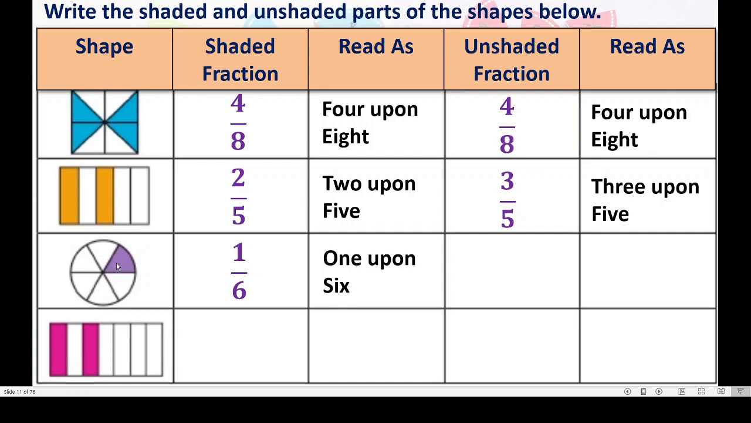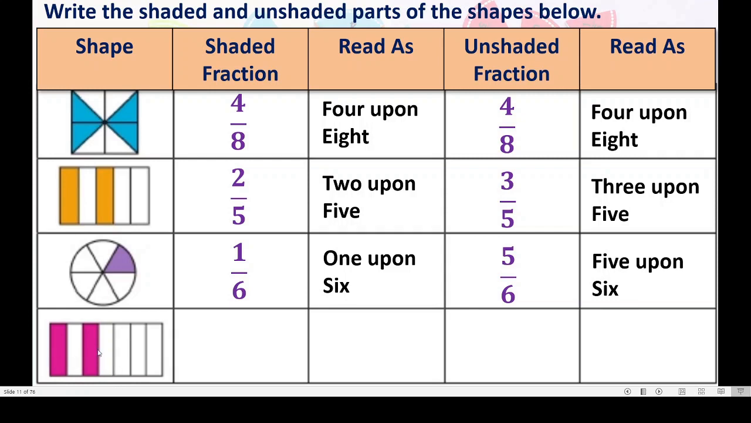And about the unshaded fraction, out of 6 only 1 is shaded, which means 5 are not shaded, or unshaded. So the answer is 5 upon 6, and read as 5 upon 6. Correct?